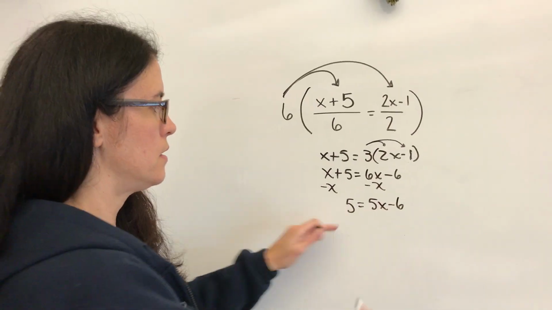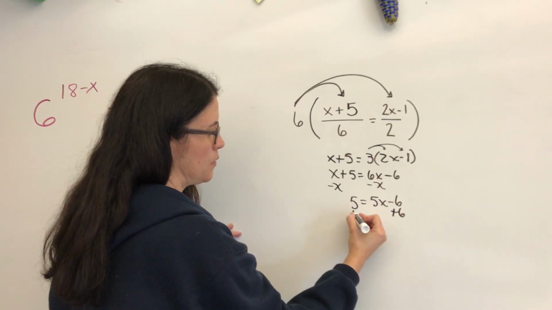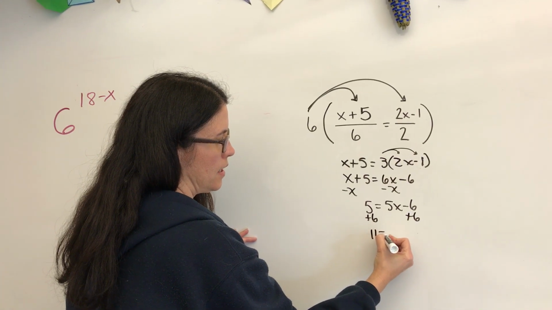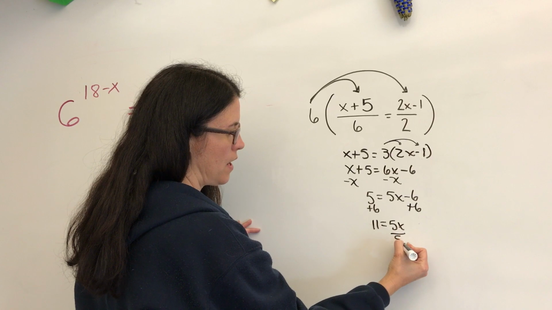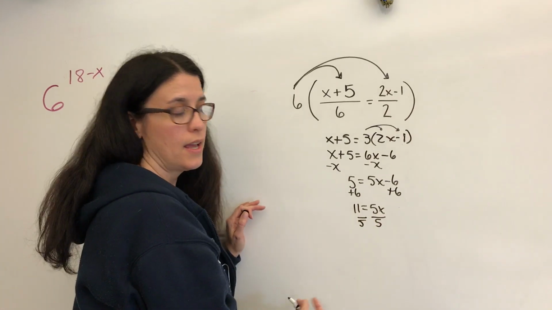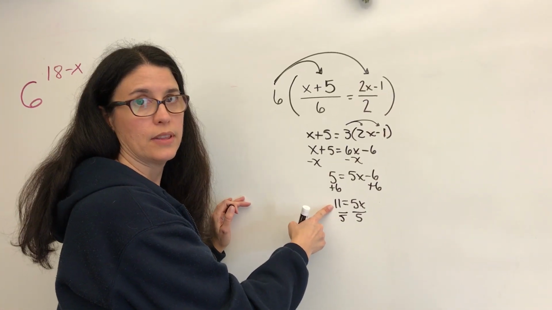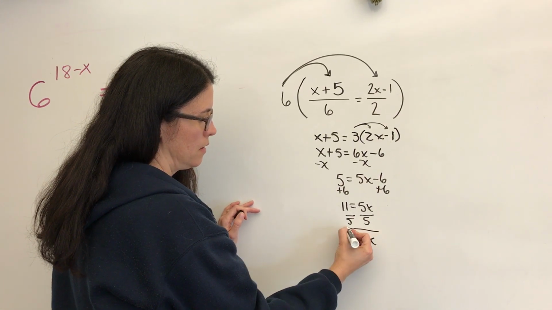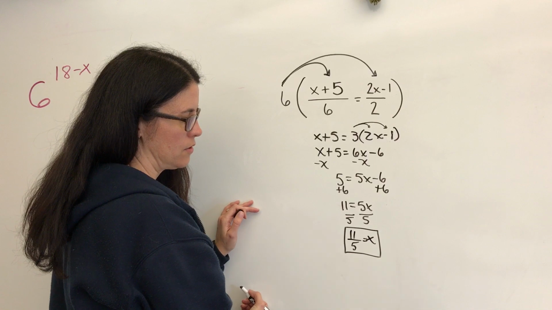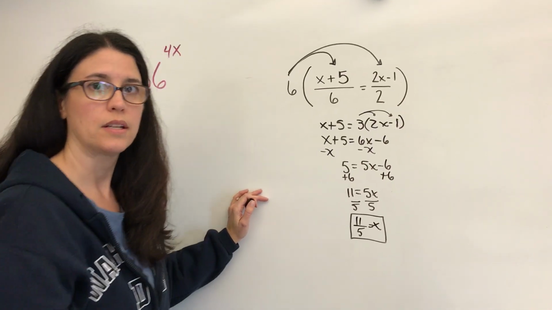I'm going to move my constant to the left side by adding 6 on both sides. I get 11 equals 5x. Divide both sides by 5. And since 5 doesn't go into 11 evenly, I'm just going to leave it as an improper fraction. And there's my answer.